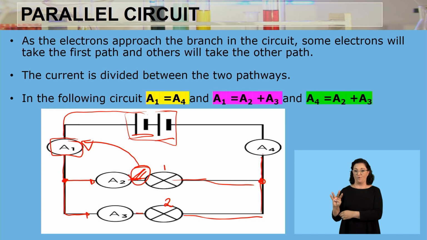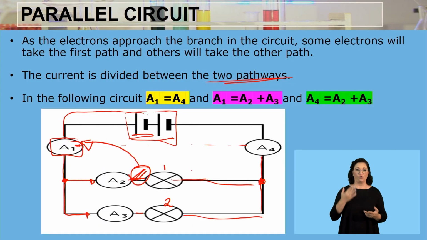Now, the current passing through A4 is going to be equal to the current that was at A1, because the current at A2 and the current at A3 are going to add up together and be equal to the initial current that the circuit had initially. So what we are saying here, this current, when it gets to this point, is going to be divided into two pathways. However, those two pathways will each receive the same amount of current because the resistors that we have there are going to be identical, right?